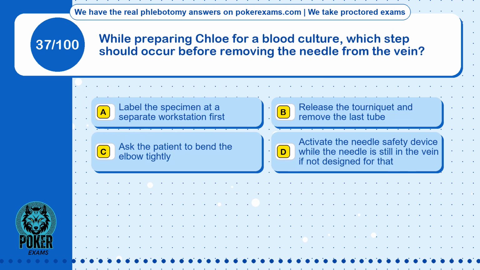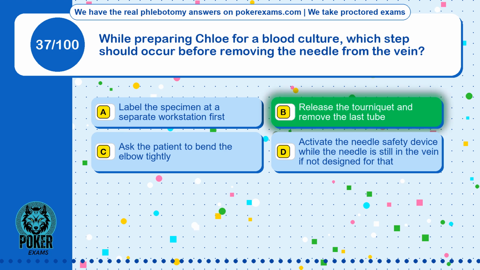Question 37. While preparing Chloe for a blood culture, which step should occur before removing the needle from the vein? Option A. Label the specimen at a separate workstation first. Option B. Release the tourniquet and remove the last tube. Option C. Ask the patient to bend the elbow tightly. Option D. Activate the needle safety device while the needle is still in the vein if not designed for that.